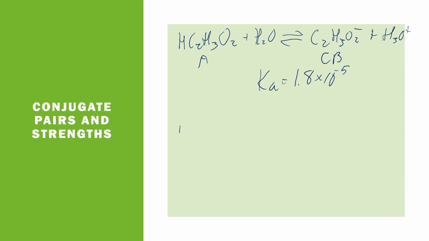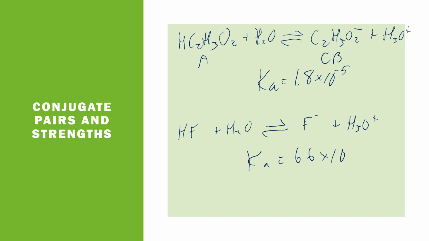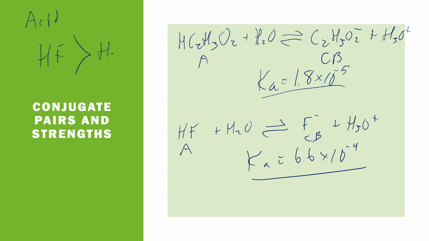Let's do another one. If we have HF reacting in water, it's another weak acid. It's going to form that conjugate base fluoride ions and hydronium ions. Its Ka is 6.6 times 10 to the negative 4. So just by comparing those Ka values, I know that HF is a stronger acid than acetic acid. All right. Let me go ahead and label this as the acid. This is the conjugate base. So HF is a stronger acid. I'm going to write this down so we have it. HF is more acidic than HC2H3O2.